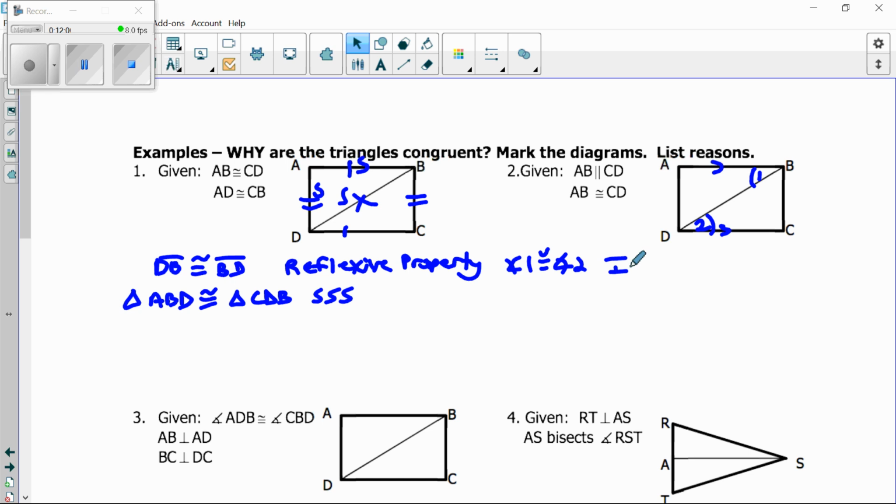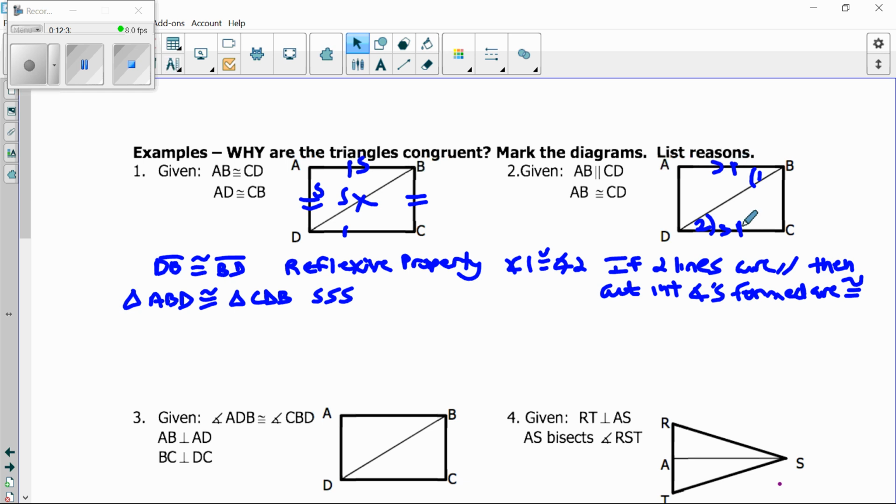If two lines are parallel, then alternate interior angles formed are congruent. And then I know AB is congruent to DC. So that is a given.